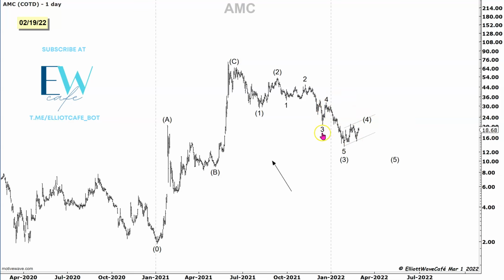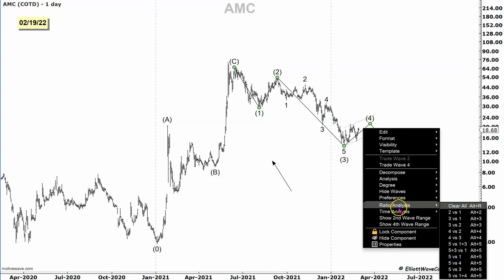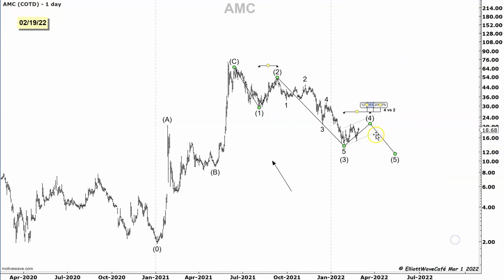But if it's not, I'm still expecting a decline, right? I'm still going to expect a decline, and then once I'm getting this final fifth wave. And once again, look at this fourth wave. It's got to be at least the size of the second. And what I usually do, and Motive Wave is awesome at this, I go on a time analysis and I compare 4v2, and it gives me the time in here, right?